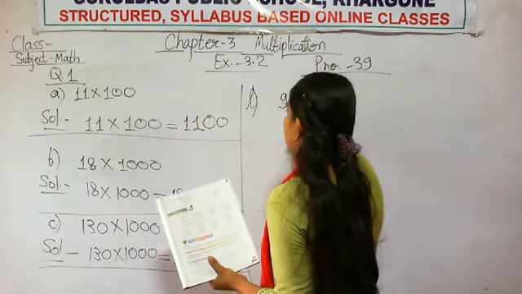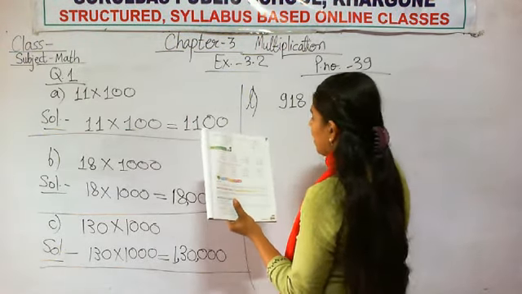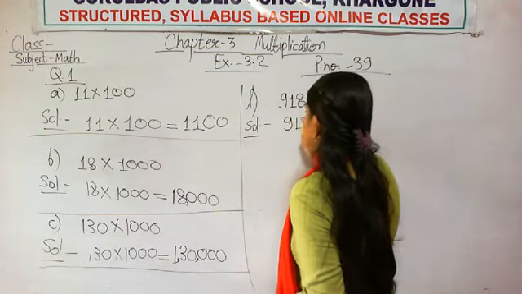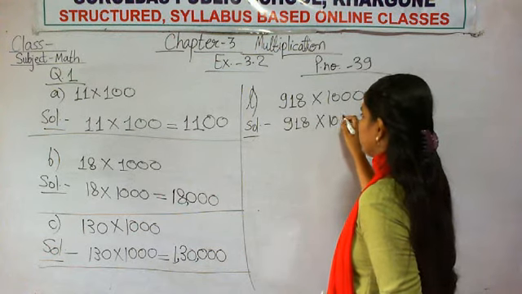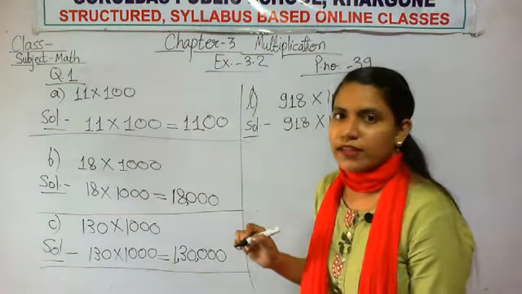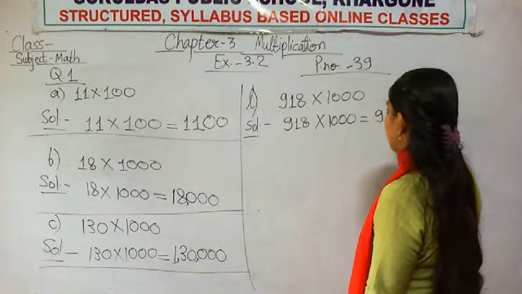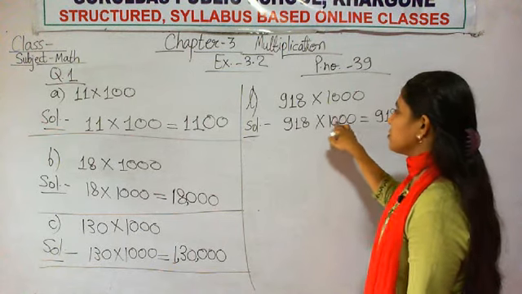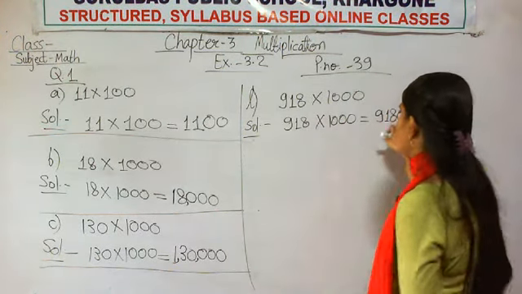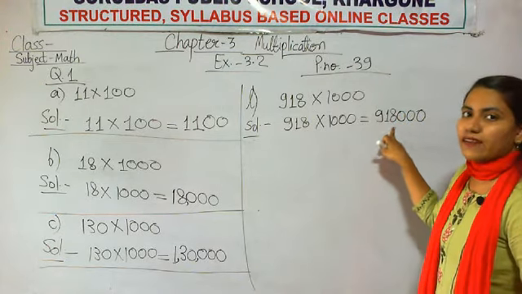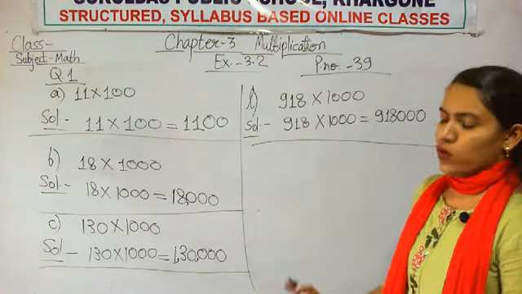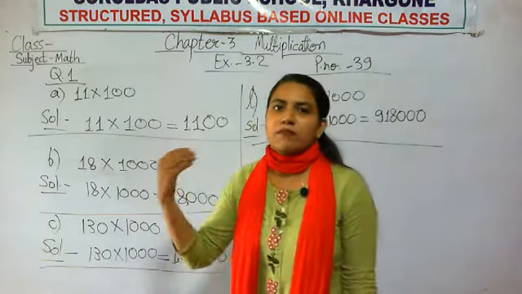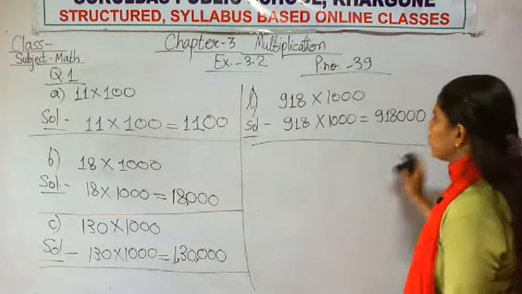So the question is multiply 918 by 1000. And what will be its solution? Multiply 918 by 1000. So what will be your answer? Yes, you will write the number 918 and insert 3 zeros as there are 3 zeros in 1000. So you will insert 3 zeros to the right of the 918. So this is how we do the question. We find the product when we multiply by 100, by 1000, by 10,000. Let us do the question number 2.